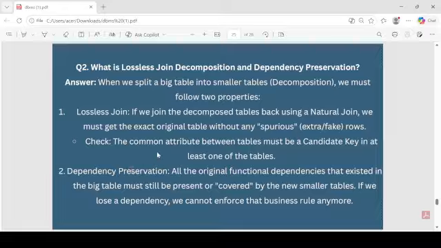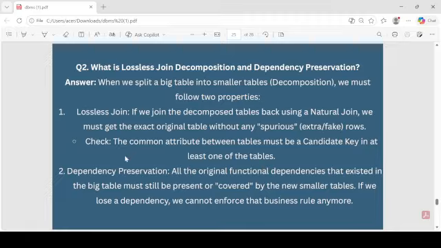So let's talk about them. When we split a big table into smaller tables, like decomposition, we must follow two properties. Lossless join means that if we join the decomposed tables back using a natural join, we must get the exact original table without any spurious, like extra fake, rows. To check that, the common attribute between the tables must be a candidate key, like the keys which are selected for becoming a primary key. So these are the candidate keys, and it must be in at least one of the tables.